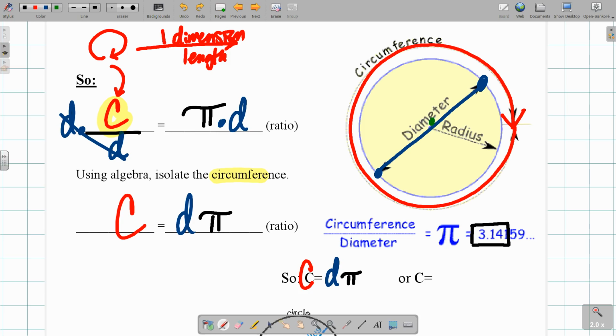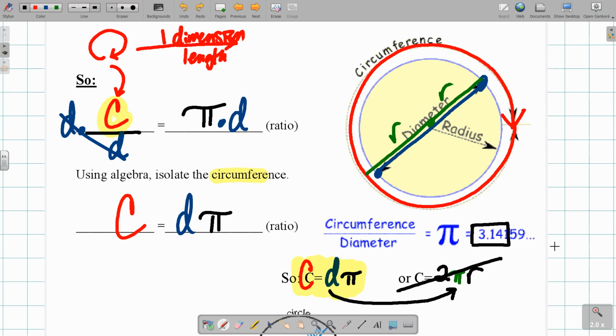Now, because the diameter has two radii, when you take SATs and PSATs, they're going to do it like this. Instead of the diameter, they're going to say 2 radii, and they stick the pi in the middle: 2 pi r. They're exactly equivalent, but I will never use the one on the right. I will strictly use this one on the left. Why? Because the one on the right gets confused with the area equation. So I personally will always use circumference equals diameter times pi.